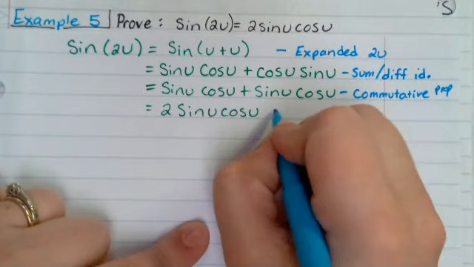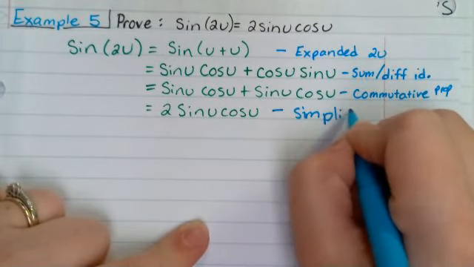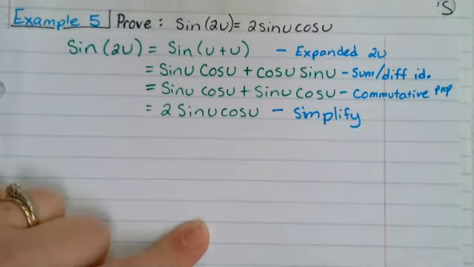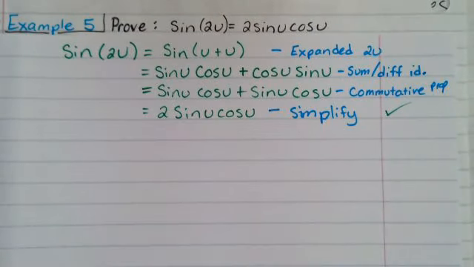The last thing I did here was I simplified. But I have proven what I wanted to prove. All right. So that's all there is to that. Again, when you have a little proof, just make sure that you give a little justification for each line that you do. And then it's proven.